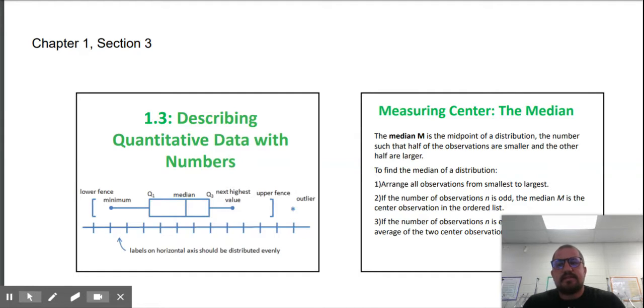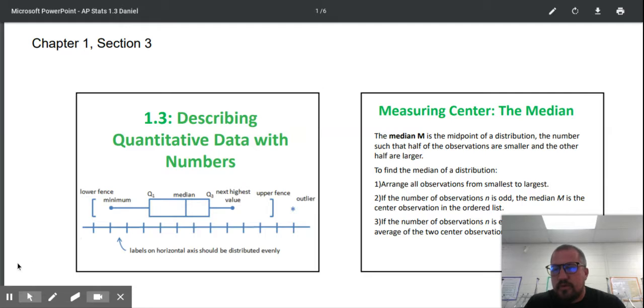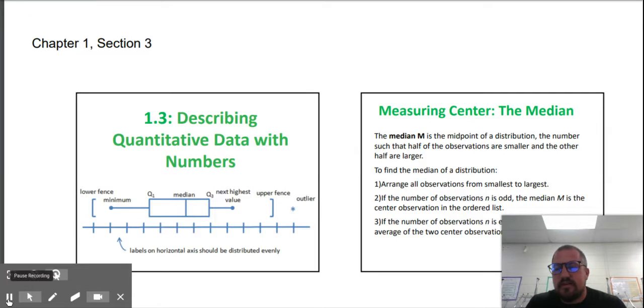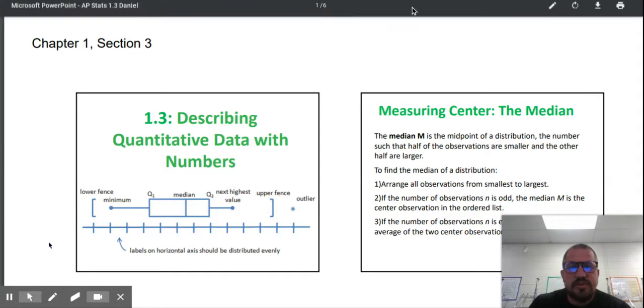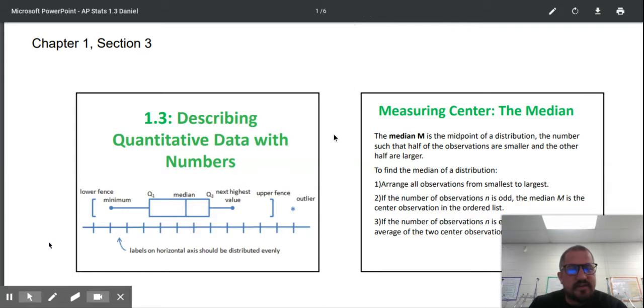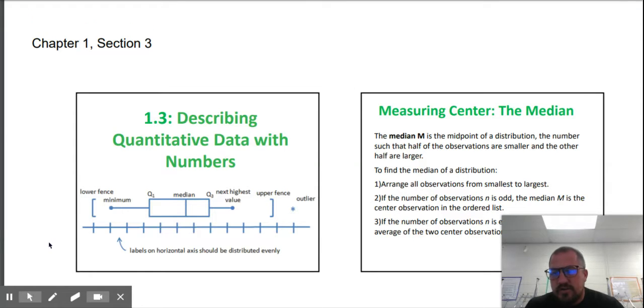Okay, this is chapter 1, section 3, and we're going to go through 1.3. This is describing quantitative data with numbers. We're going to look at a box plot, and we're going to talk about the 5-number summary as we go through a few of these things. So let's talk first about a box plot.